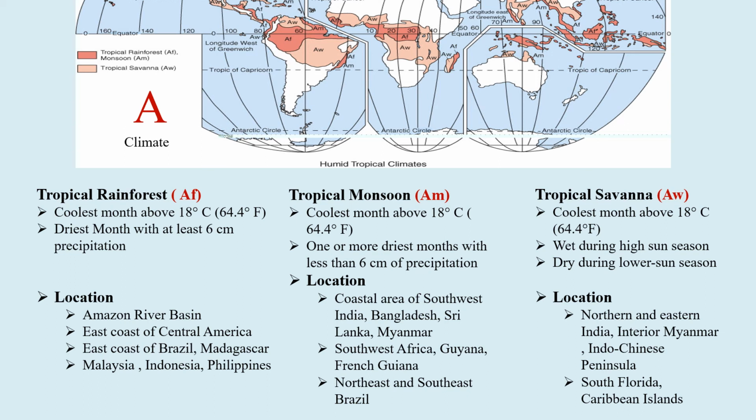In terms of the locations that I talked about, tropical rainforest would be the Amazon River Basin, the east coast of Central America, the east coast of Brazil, Madagascar, Malaysia, Indonesia, the Philippines, all the islands. And tropical monsoon is mostly the coastal area of southwest India, Bangladesh, my country, Sri Lanka, Myanmar, Southwest Africa, Guyana, French Guiana, Northeast and Southeast Brazil. Those locations are important.